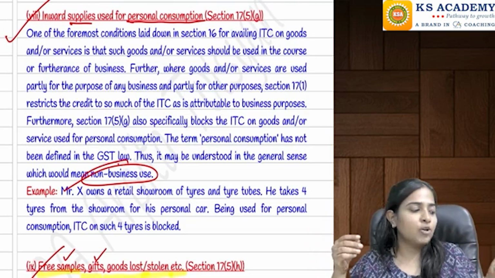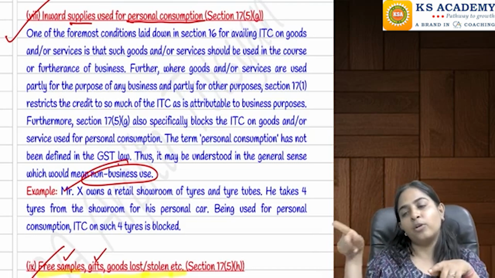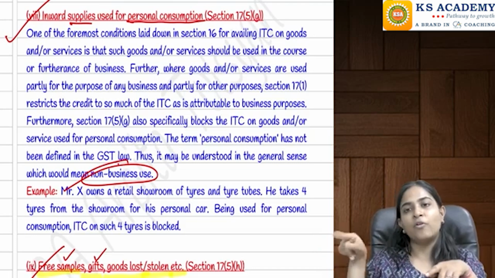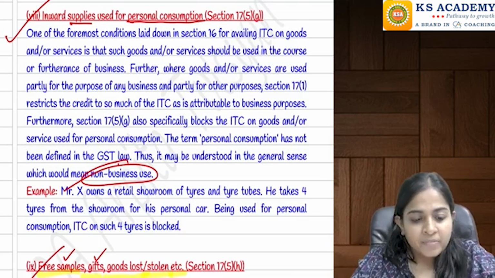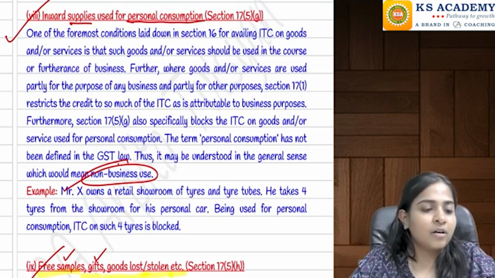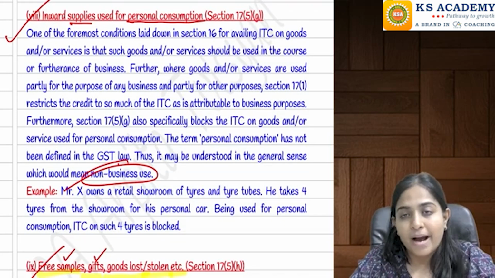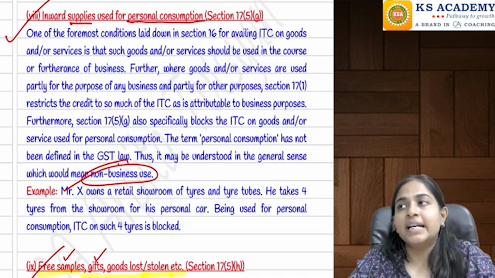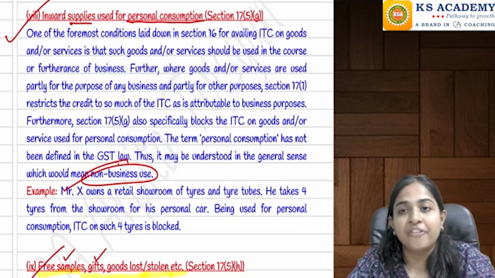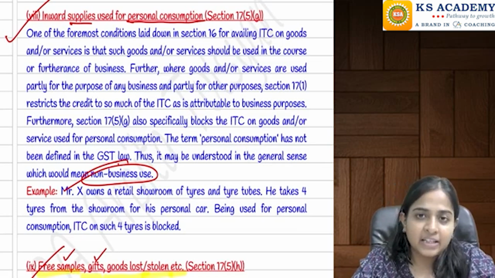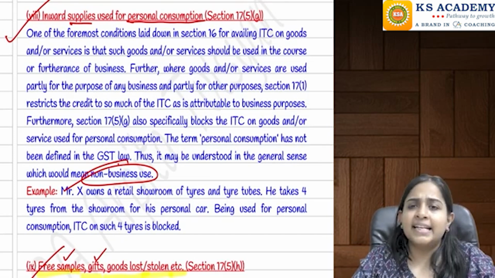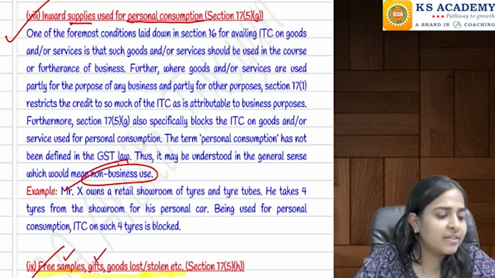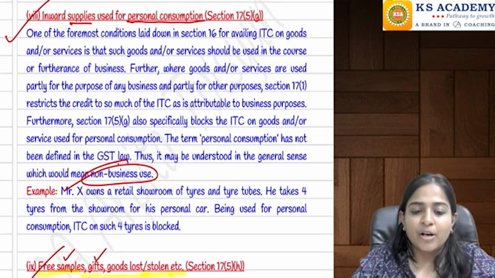Or let's say you purchase something but you're going to give it as free samples, meaning zero value. Then the ITC on the same is totally blocked. Now in case of BOGO, buy one get one, we had already studied earlier that there is nothing free. Even if the name suggests it, it is just a marketing gimmick. In that case, there is no need to reverse any ITC, full ITC will be available. Are you able to understand this?